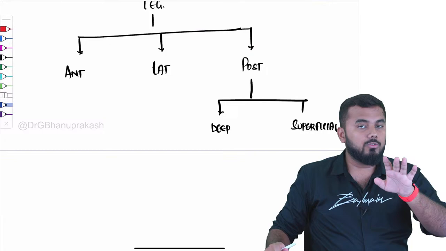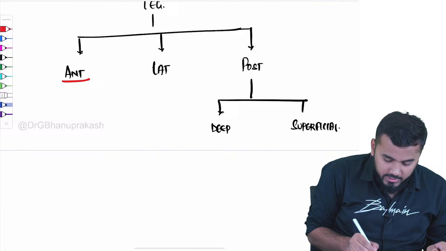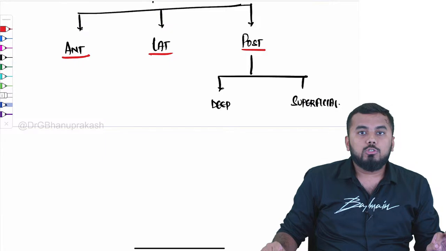You remember we discussed the functions of the anterior, medial and posterior compartments. Here also we shall discuss the function of the anterior, lateral as well as posterior compartment. Now the anterior compartment is responsible for dorsiflexion. See, for example, this is my leg, this is my foot.